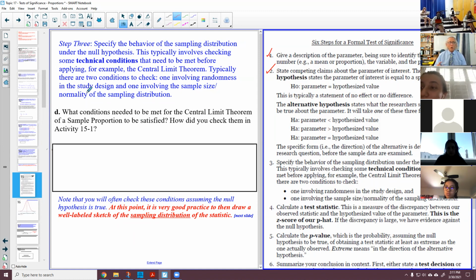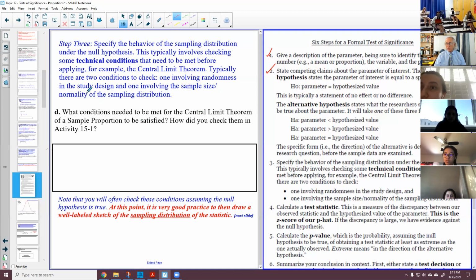I need to check to see whether I can use the central limit theorem. And there's 2 things I need to check to determine whether I can use the central limit theorem. Okay. It could be maybe randomness or the sample size and normality of the sample distribution. That's exactly right. Randomness is one of them. And you have to be clear on that. Somewhere in the problem, or somewhere in the actual experiment or the actual study, it has to state that the sample was drawn randomly.